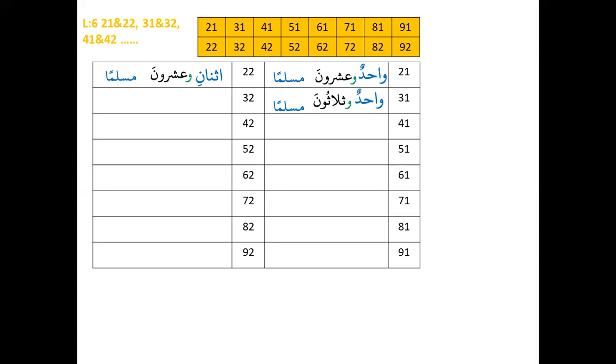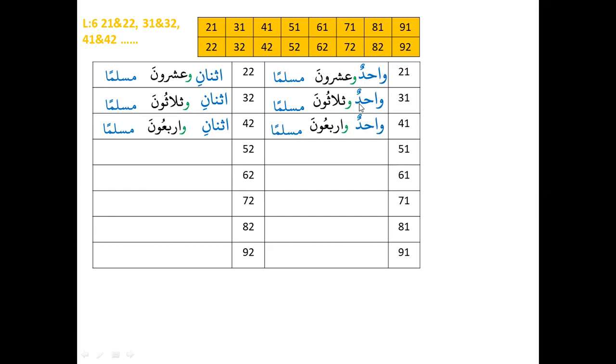31. Excellent. Again, musliman, 32. So how will you write 30? 30 still. And your 2 will come 32, isnani, as it is. Then 41. So your 40 will become arbauna and wahidun. 41. Yes. And as you can see, they both are ithnani and wahidun heavy.